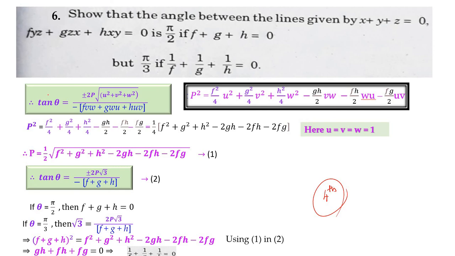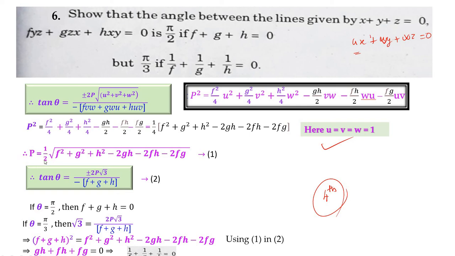So there we have already derived, if these two are given, in fact there we were given ux plus vy plus wz equal to 0. So in this case, u is equal to v is equal to w is equal to 1. So when you substitute that, you get plus or minus 2p square root of 3. These being 1, this is what you have. Now in this, determine what is p.